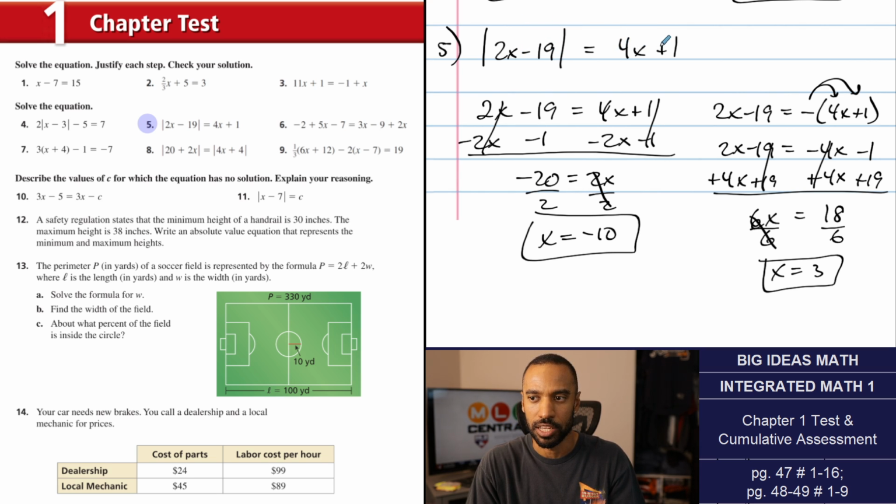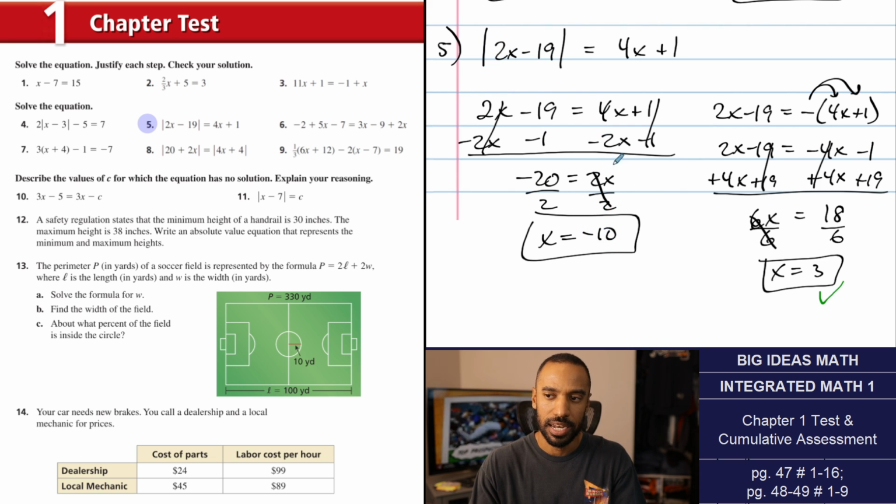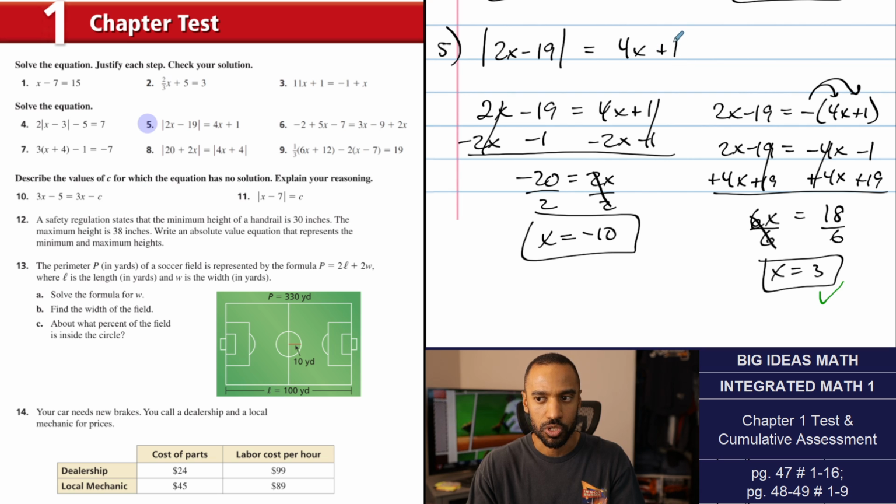And 4 times 3 is 12, plus 1 is 13. X equals 3 is all good here. Left side equals right side with absolute value. The problem with this side is, and it doesn't matter what I evaluate here, plugging in negative 10 gives you a negative result. Not just because the 10's negative, but by plugging it in.